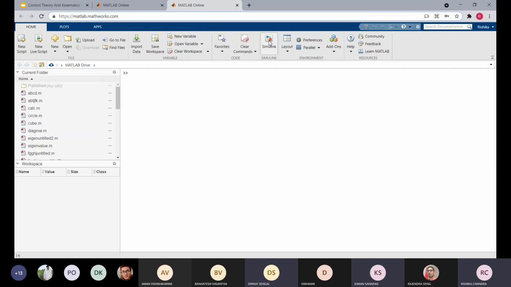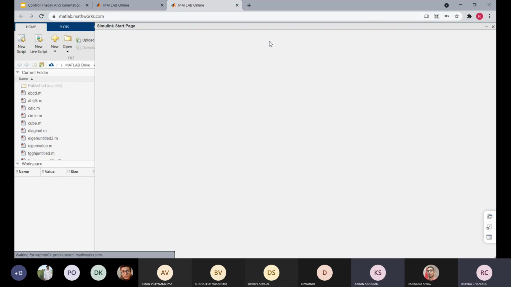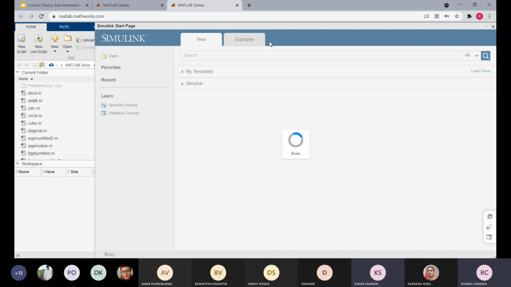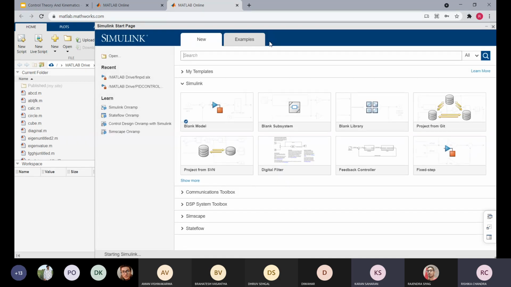Okay. So when you open MATLAB Online, you'll get an option here for Simulink. Click on that. Yeah, and then click on blank model, create model. Okay.